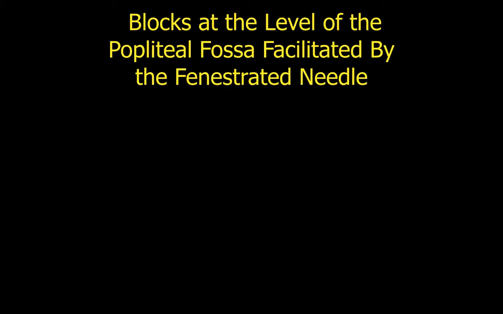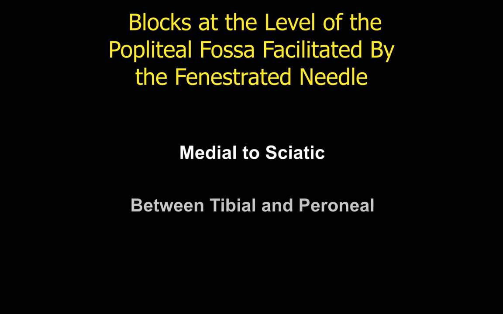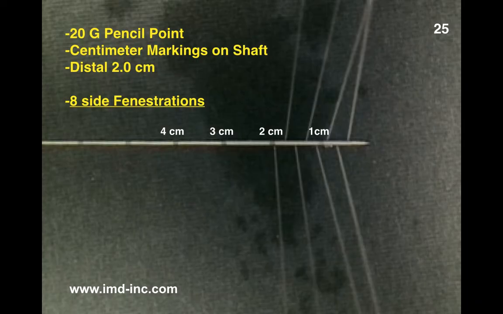We will discuss the use of this needle for injection medial to the sciatic nerve at the level of the popliteal fossa, as well as for injection between the tibial and peroneal nerves at the level of the popliteal fossa. A variety of fenestrated needles are available. The needle shown here will be used to perform sciatic nerve block.